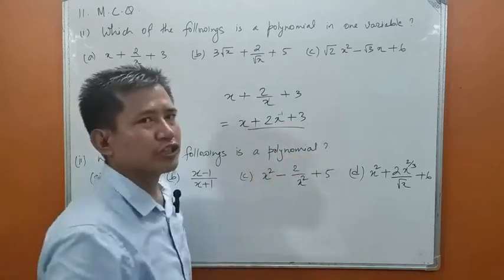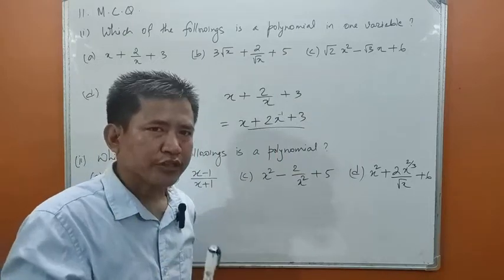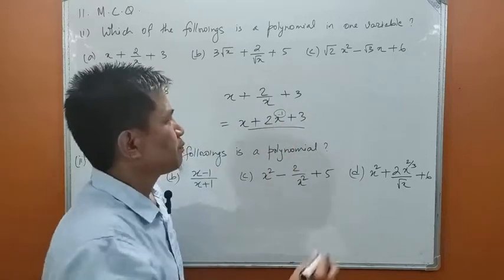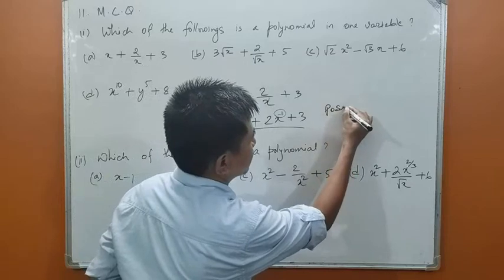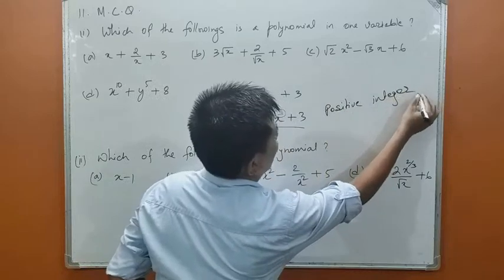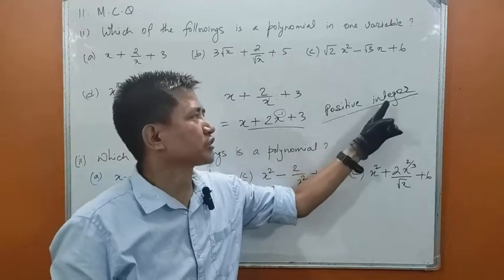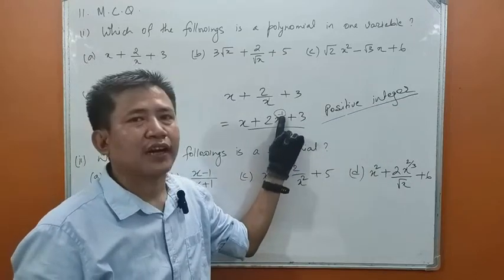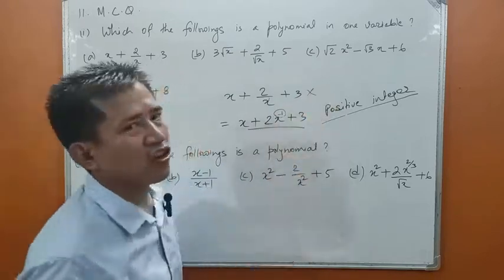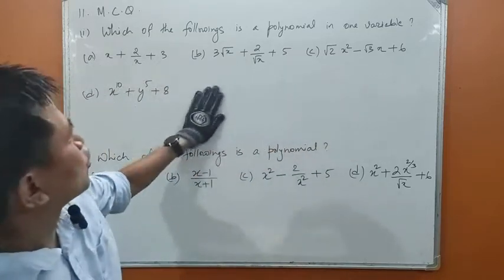Now, according to the definition of a polynomial, the power of the variable should be a positive integer. So this power is negative, isn't it? According to the definition of a polynomial, the power of the variable term should be a positive integer, and this is negative. So this expression cannot be a polynomial. This is not the answer. Let us go for option number B.